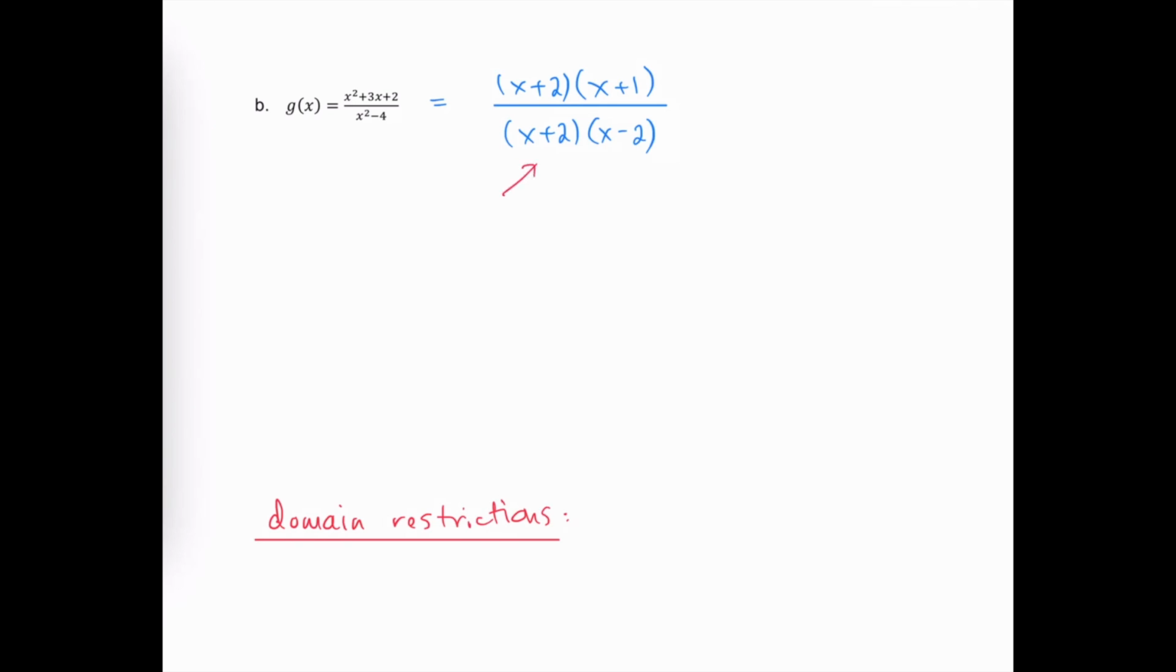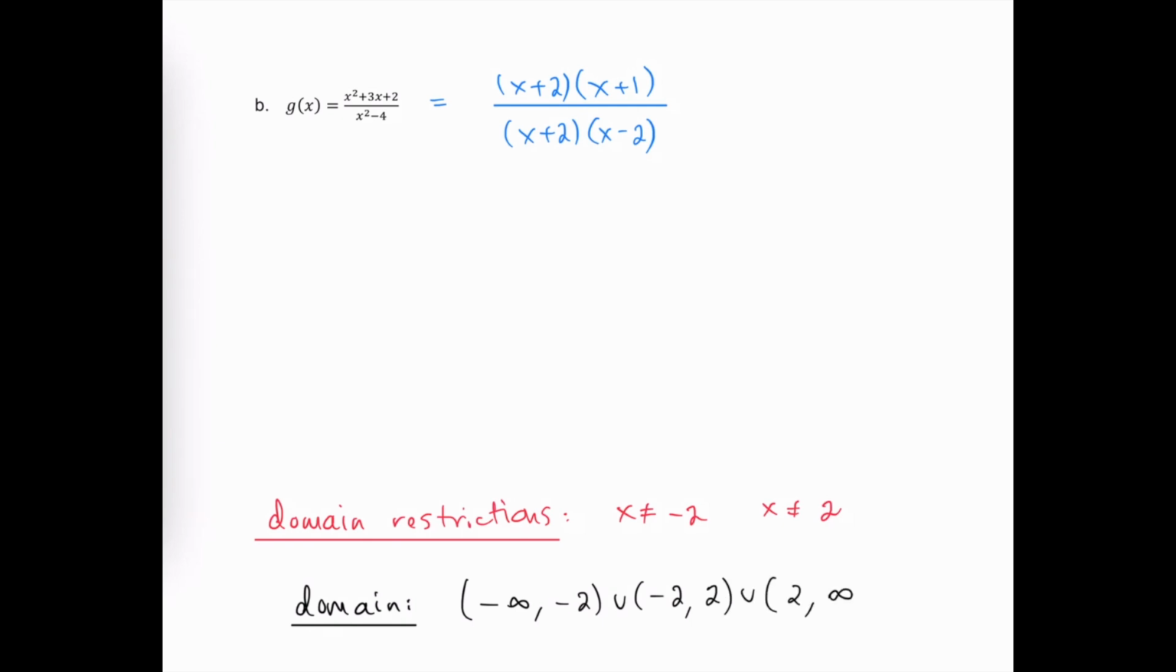We see that x cannot be equal to -2 and x cannot be equal to +2. If we were asked to state the domain, it would be from -infinity to -2, leaving out the -2, and then going to +2, leaving out the +2, and then continuing on to positive infinity. We identify the domain restrictions before we simplify.